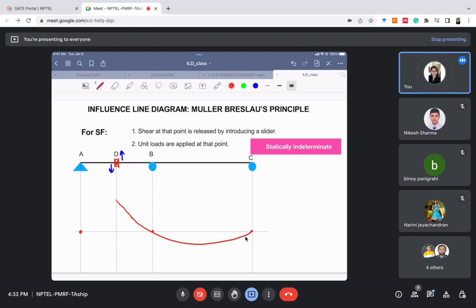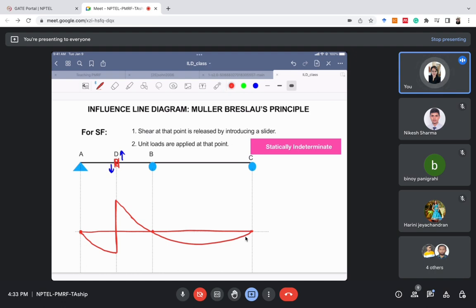It will deflect something like this, I hope you agree. And this part will deflect like this. You cannot tell whether this curve will be like this or like this, so you have to see it like this.